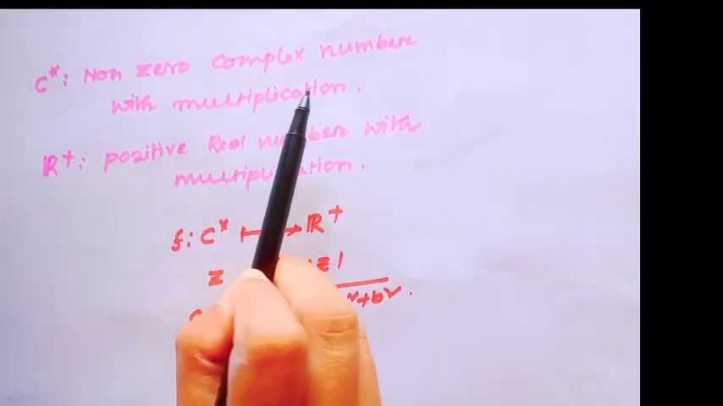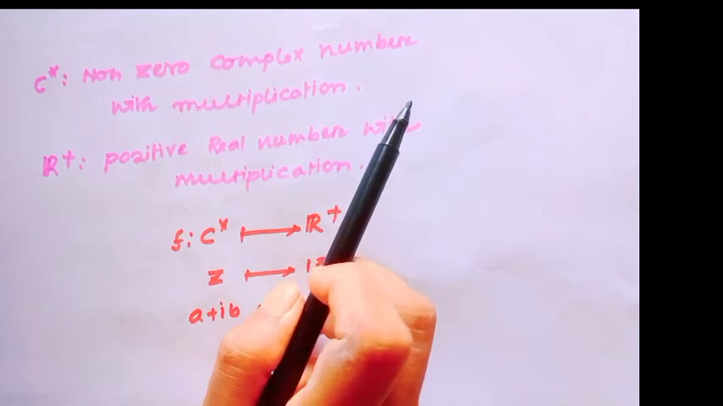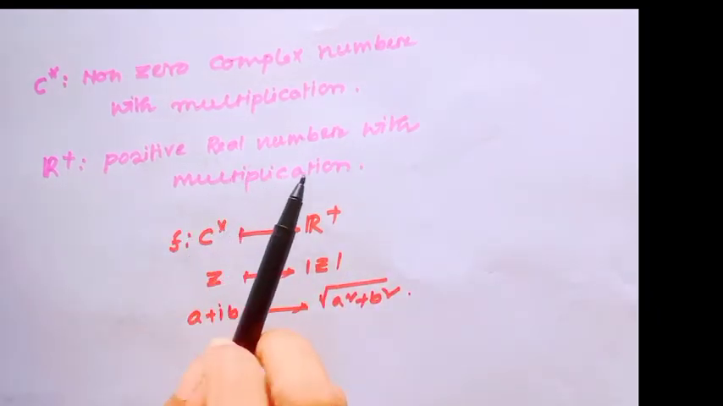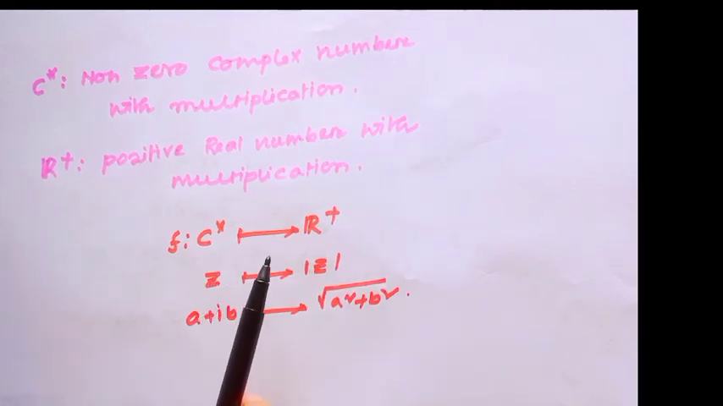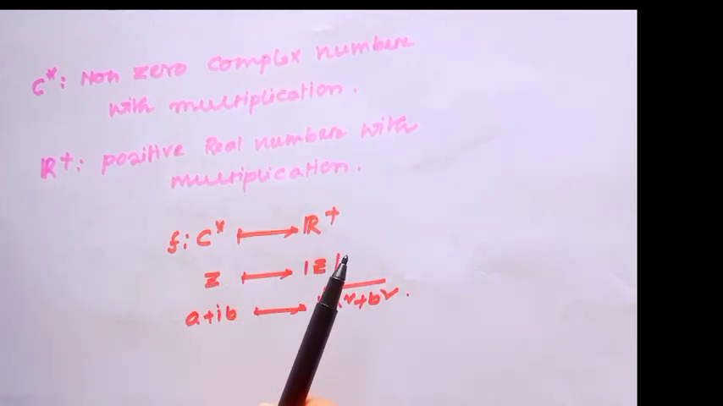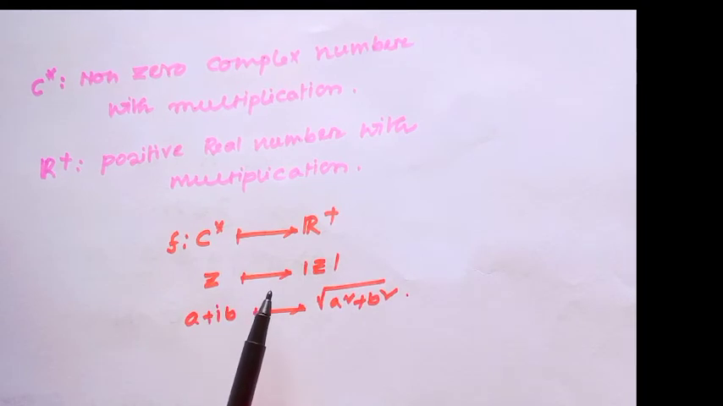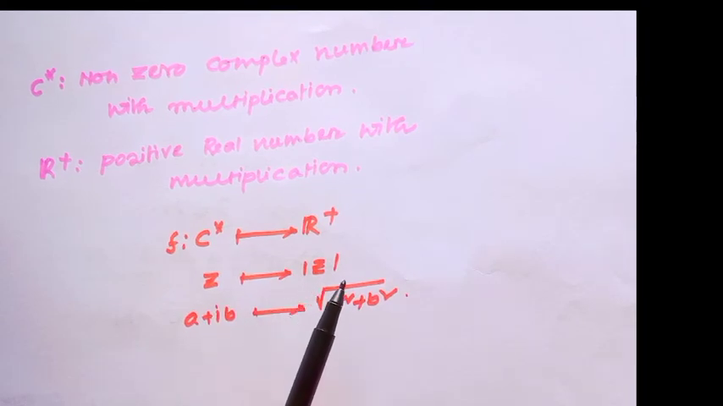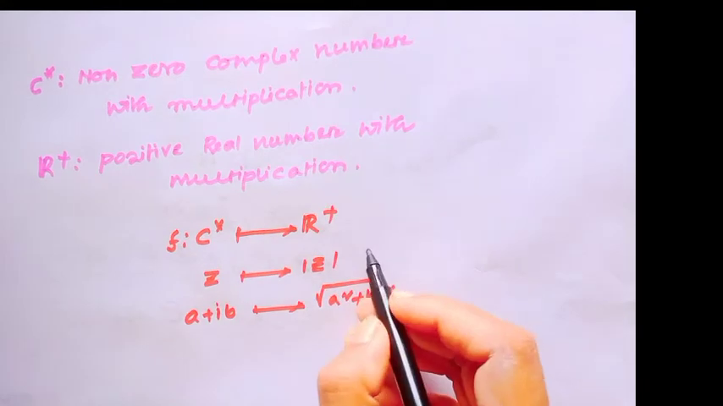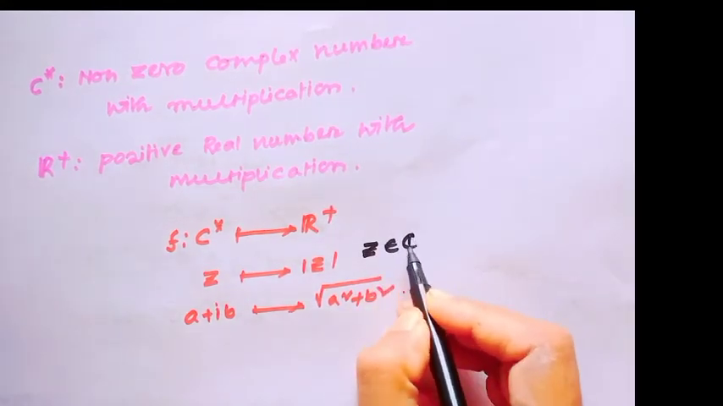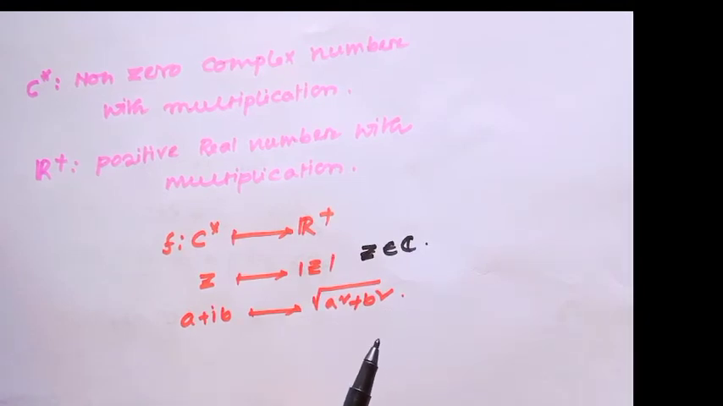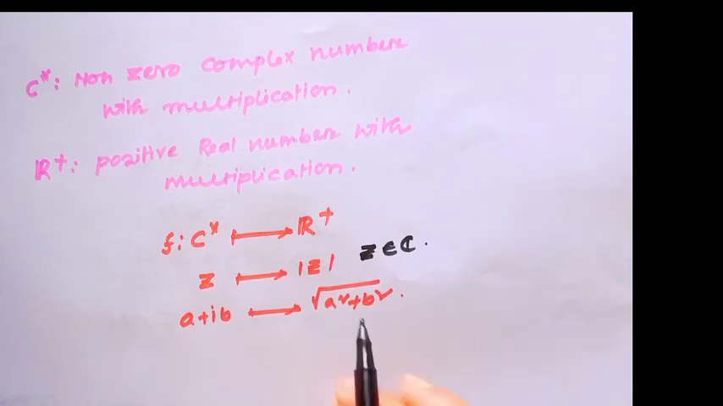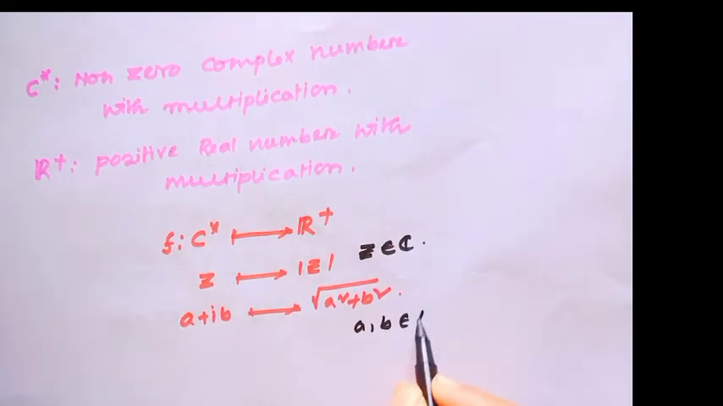C star, the non-zero complex numbers with multiplication, and R plus, the positive real numbers with multiplication. Consider a function f from C star to R plus. Here z maps to the absolute value of z, where z is a member of the complex numbers, that means a plus ib maps to the square root of a squared plus b squared. Okay, where a and b belong to the real numbers.